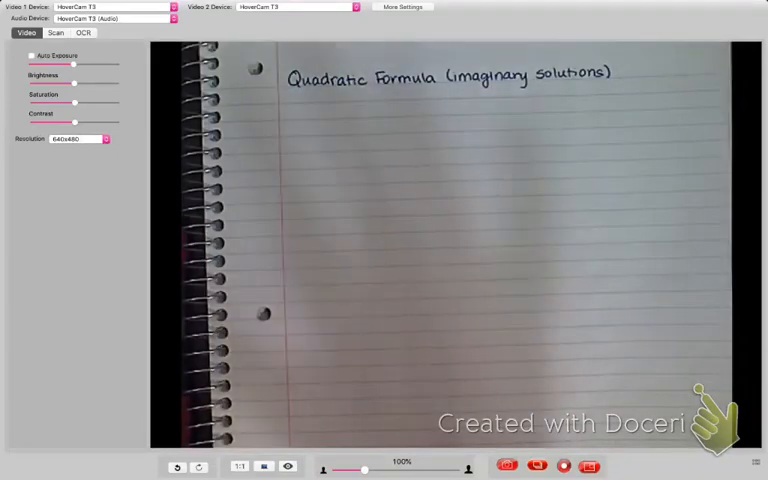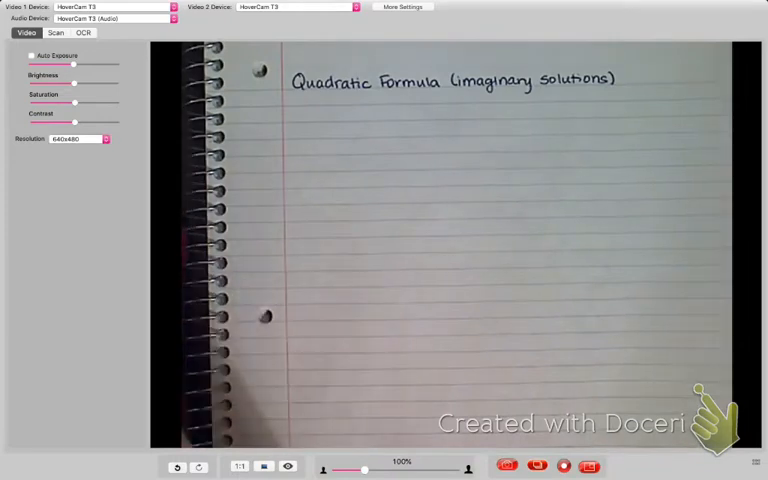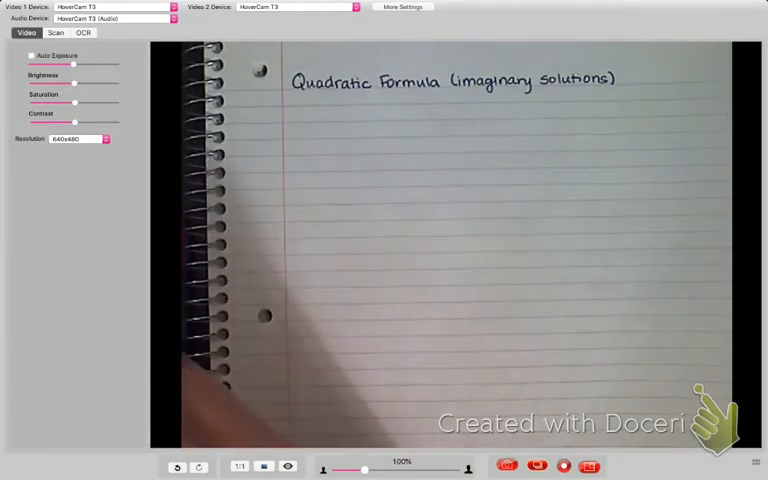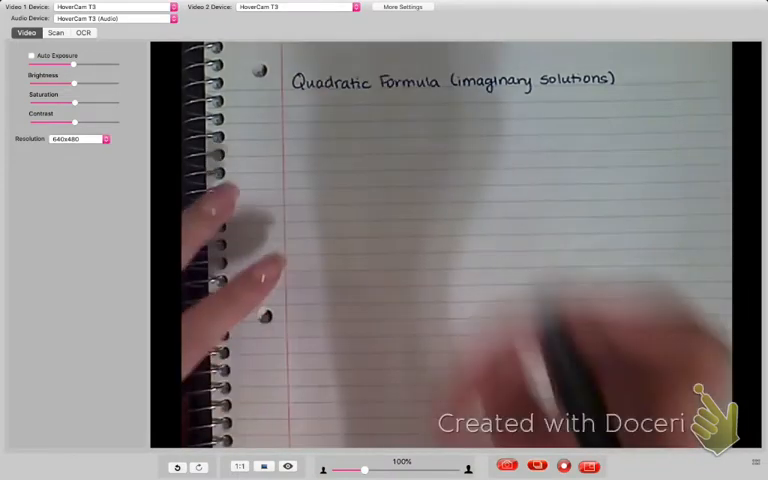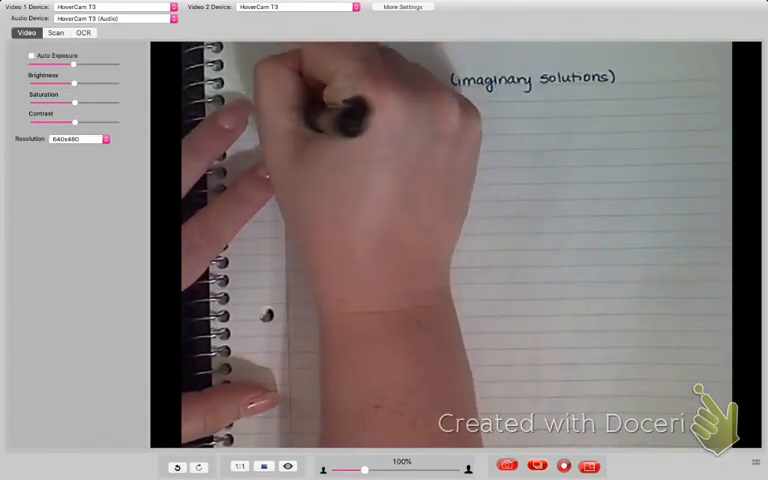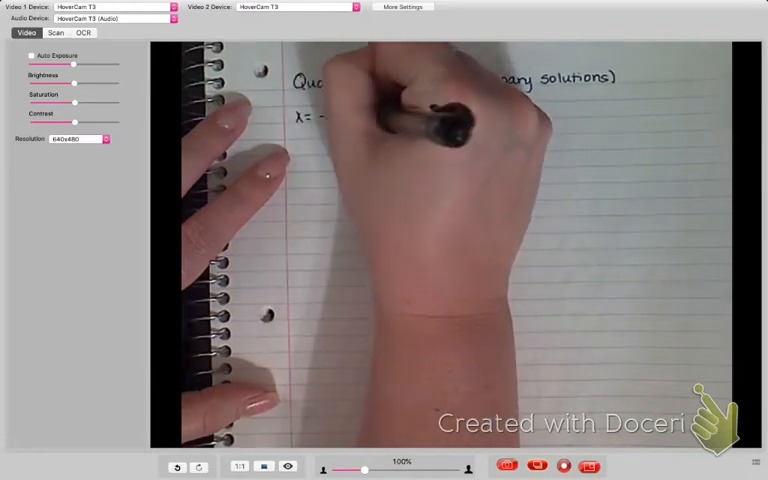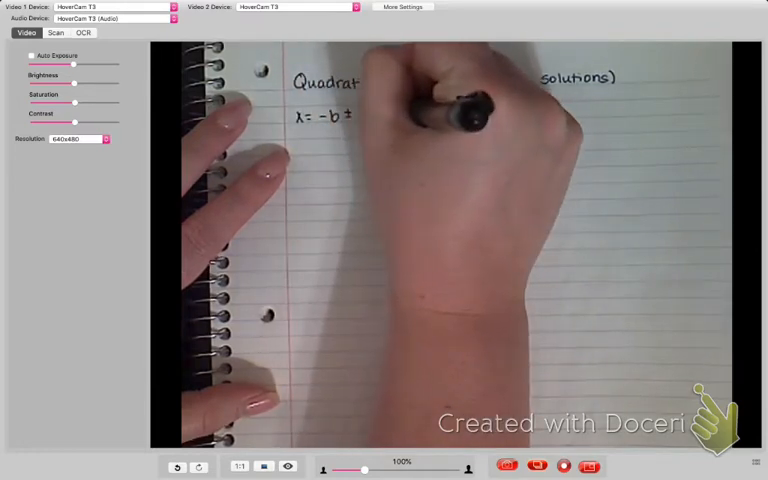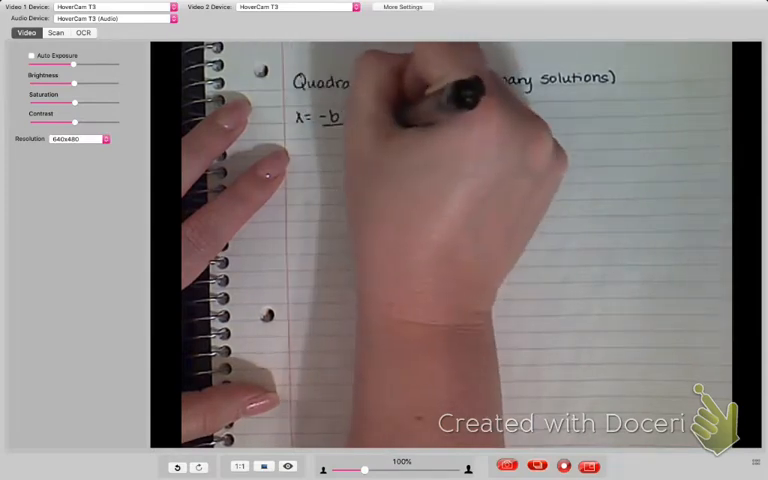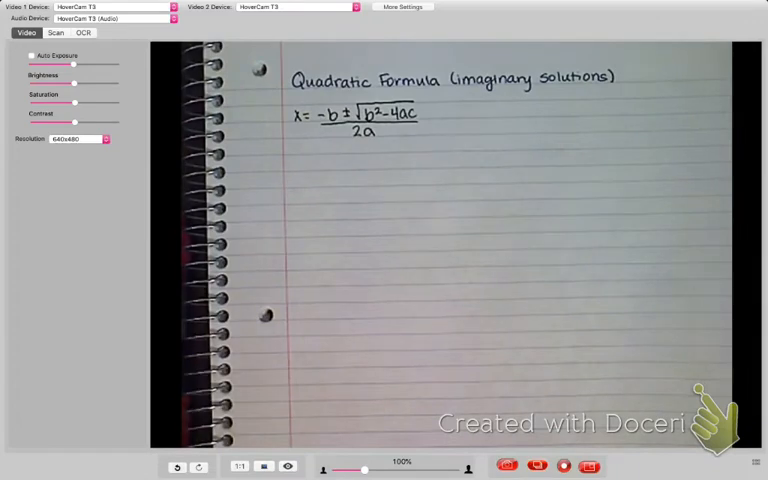All right, the last of the quadratic formula. So we know what it is, but just in case you haven't been watching any of the videos over the last couple weeks, quadratic formula: x equals negative b plus or minus the square root of b squared minus 4ac, all over 2 times a. Okay. And again, let's just do a recap.